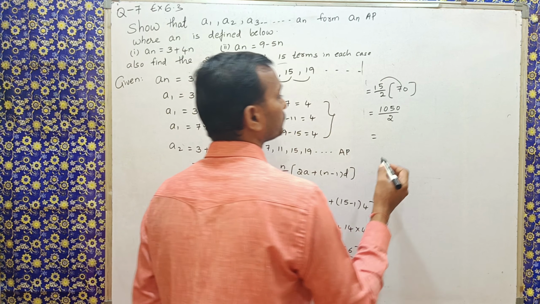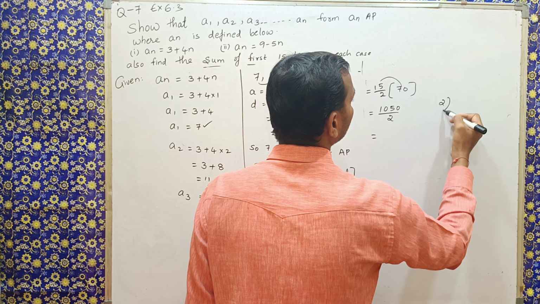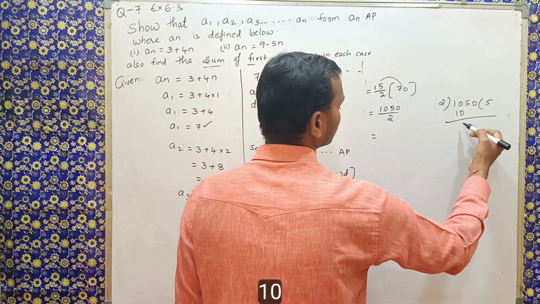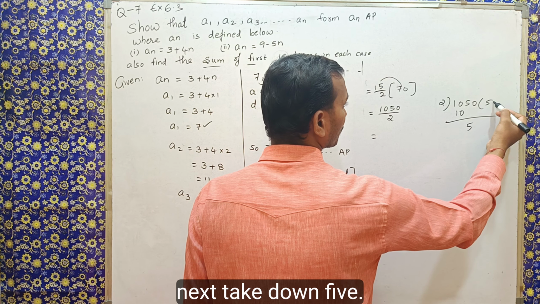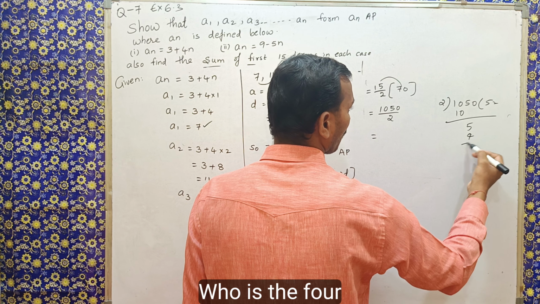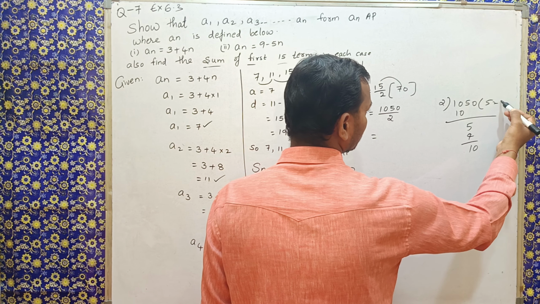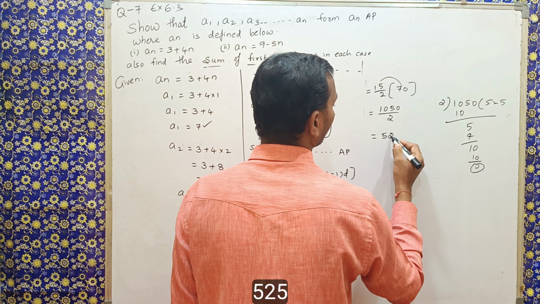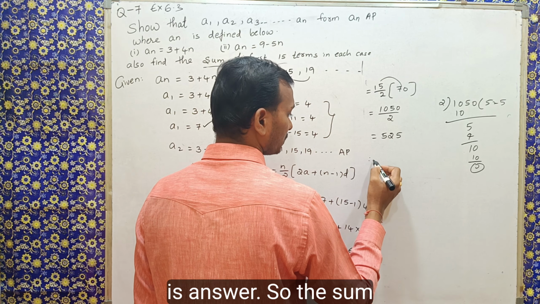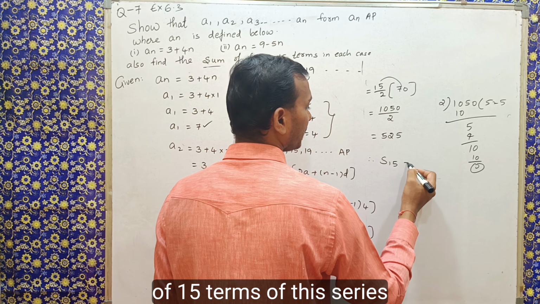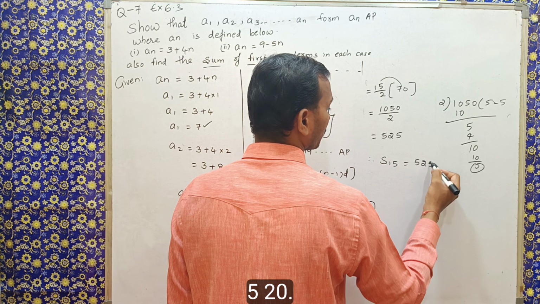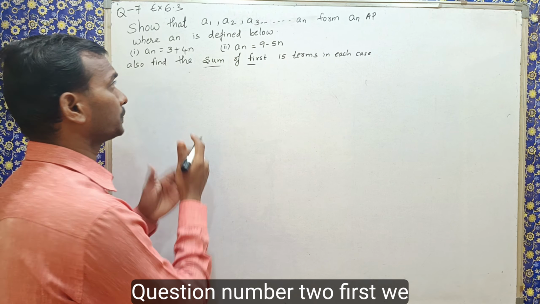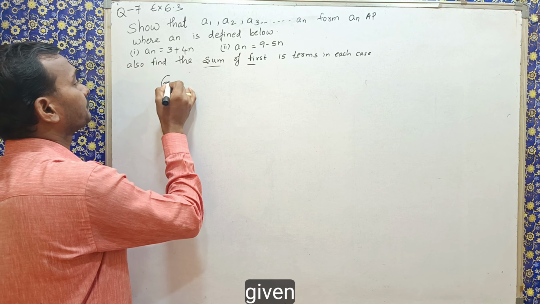So now we divide with 2. 2 5s are 10. Next, take down 5. 4 is a 4. 1 will come. 0. 2 5s are 10 again. 525 is the answer. So the sum of 15 terms of this series is nothing but 525.